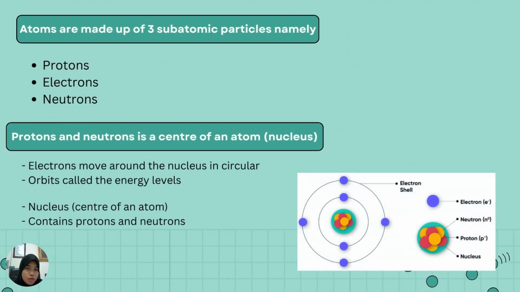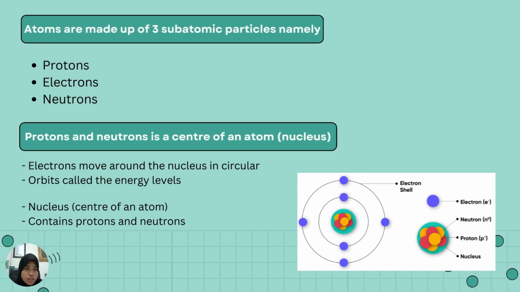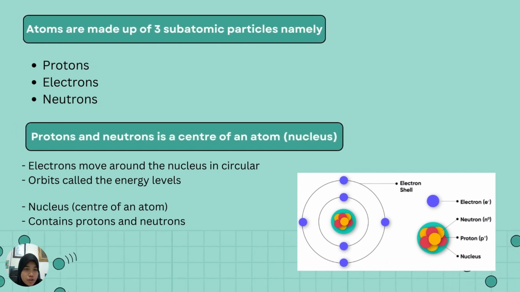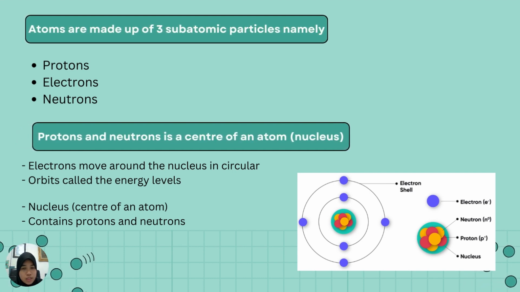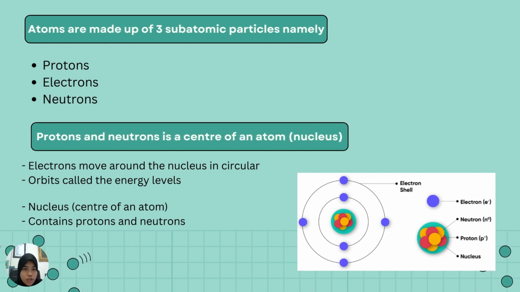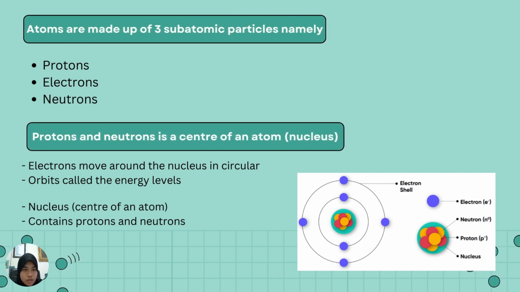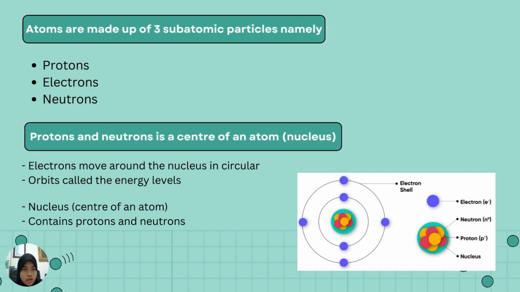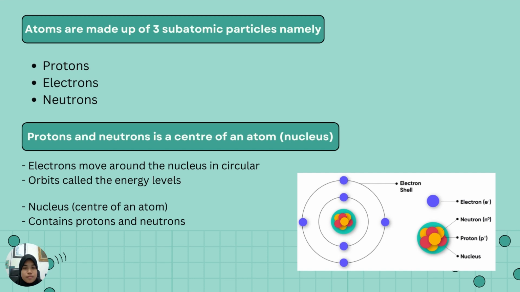Atoms are made up of three subatomic particles, namely protons, electrons, and neutrons. Protons and neutrons are at the center of an atom. In the picture below, you can see that electrons move around the nucleus in a circular motion, and this orbit is called the energy levels. The nucleus is the center of an atom, and it contains protons and neutrons.